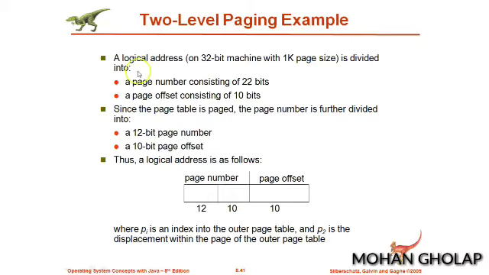So that's what we have here: the logical address is divided into a page number consisting of 22 bits and a page offset consisting of 10 bits. Since the page table is paged, the 22-bit page number is further divided into a 12-bit page number and a 10-bit page offset inside this particular page number. Thus a logical address is as follows. As I told you, the 12-bit page number is used for the outer page table, this is for the page table, and the page offset is to go through the page table.